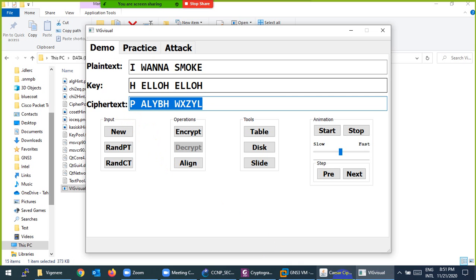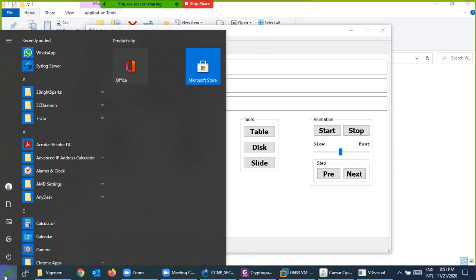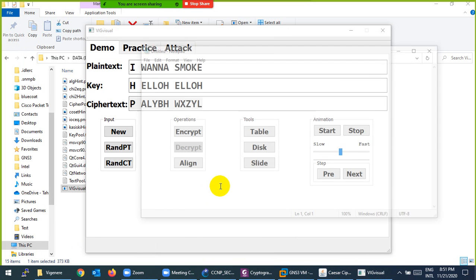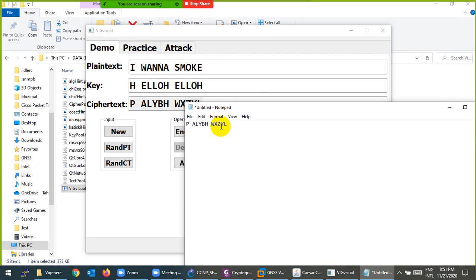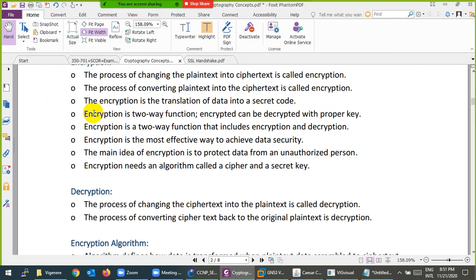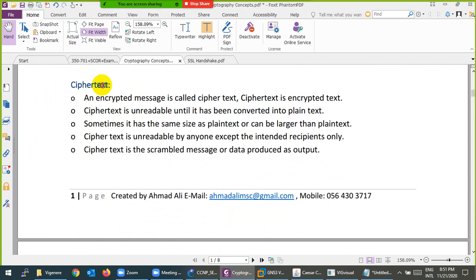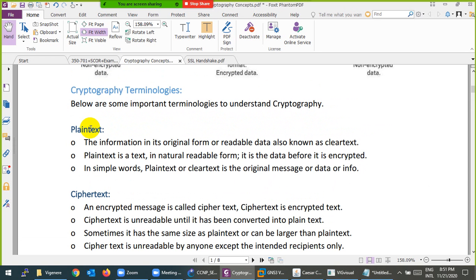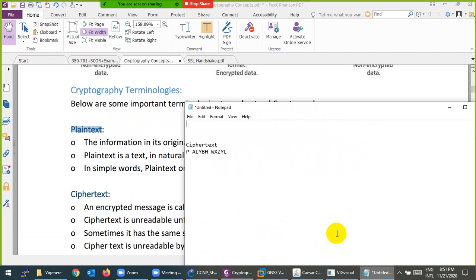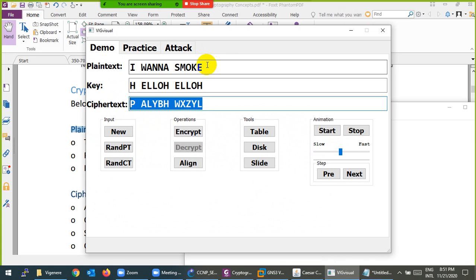Now this is another method. Now let me go to notepad, okay, and this is my encrypted message. So the encrypted message which I told you is called ciphertext. Let me copy from here so that you understand. So this is ciphertext. And what was my plain text? Let me copy plain text. So my plain text was I want to smoke.